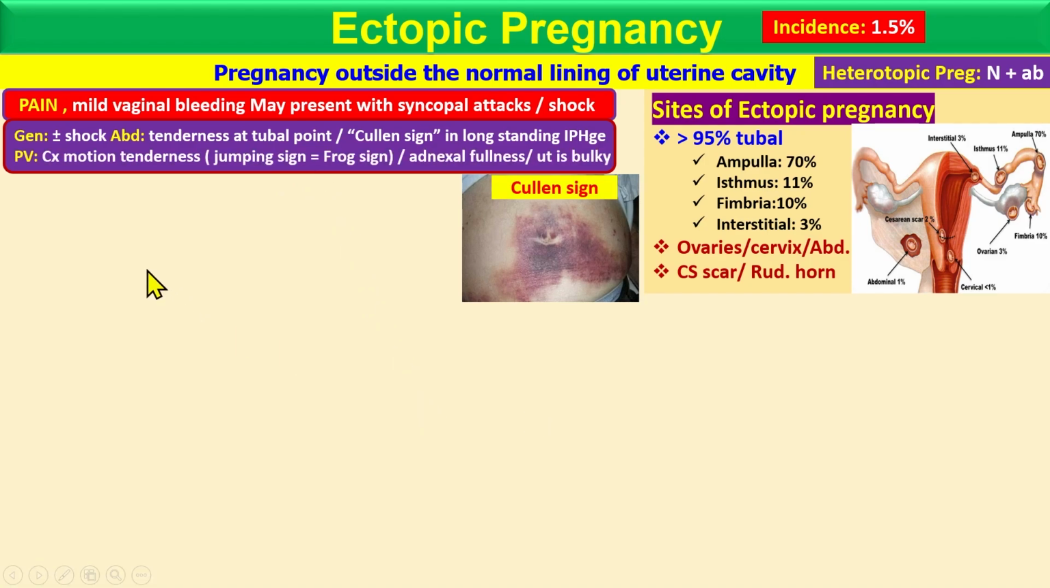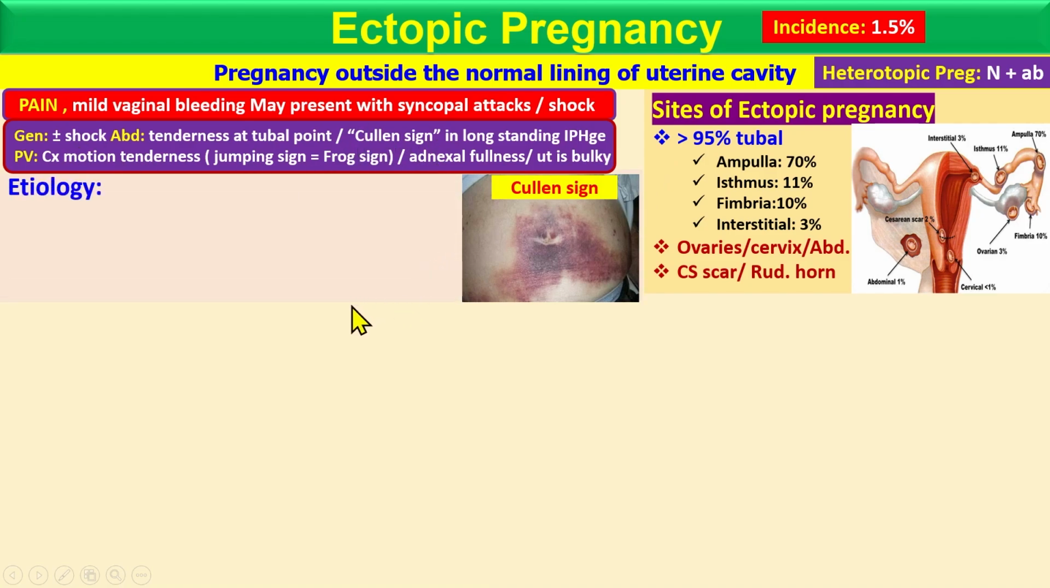In the pelvic examination, what will you see? Because the patient already complains of pain, when you do cervical motion, this causes tenderness. Sometimes it is so severe that the patient may jump. So the jumping sign, or you can say frog-like sign, they jump like a frog. Okay, so cervical motion tenderness is too severe. And you may see adnexal fullness, or the uterus is bulky. So these are the signs of the ectopic pregnancy.